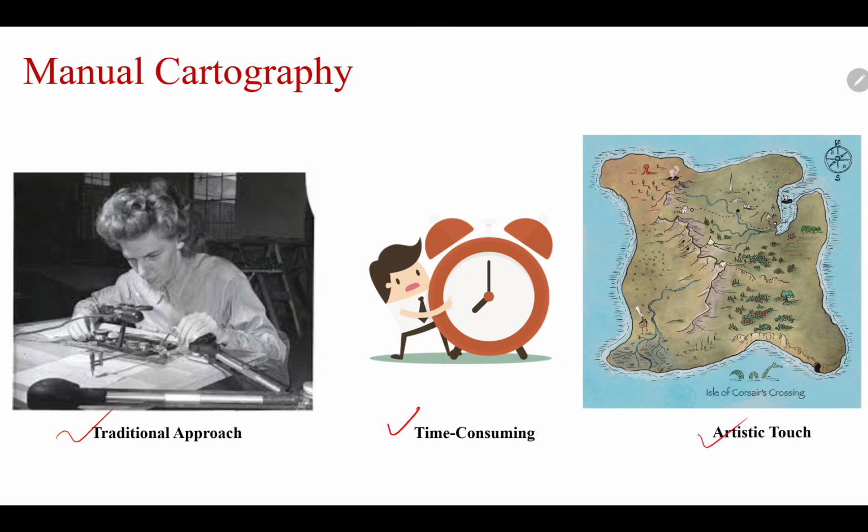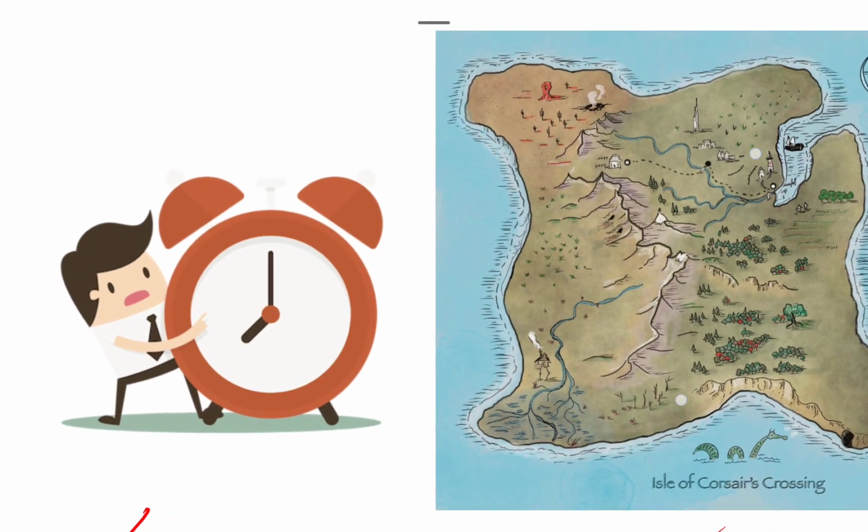Next would be artistic touch. Manual cartography allows for a more artistic touch in map design, and whoever is making the map can use their creativity, and because of that each and every map is quite unique. Okay, so I'll just zoom into this image here. You can see the originality, you can see the artistic touch of the person who has made this map, right? You can see the various type of trees, you can see the river, you can see the mountain range, you can see various features, right? I can even see a little tiny boat.